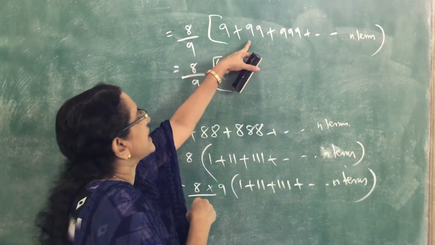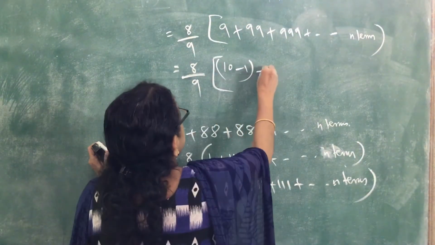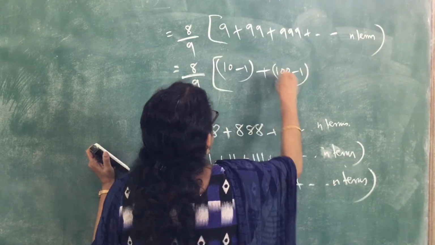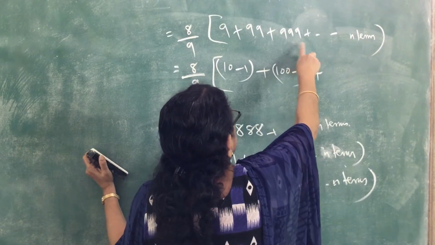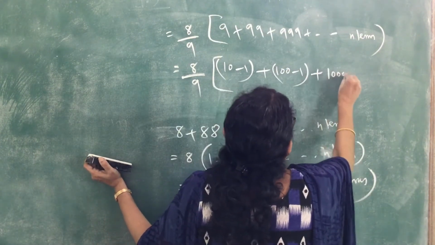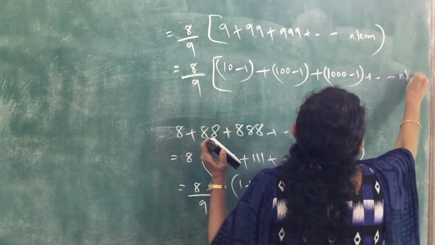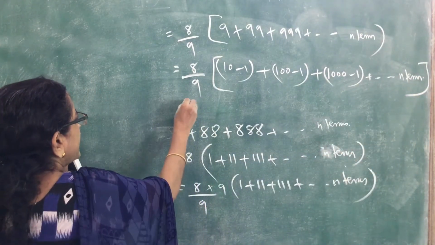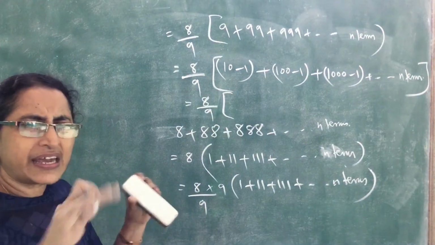Now the second term, 99. How can we write 99? We can write 99 as 100 minus 1, plus then 999, that we can write as 1000 minus 1, etc., up to n terms. Similarly, the sum of n terms we want to find. That is equal to 8 by 9 into. Now we can rearrange the terms.